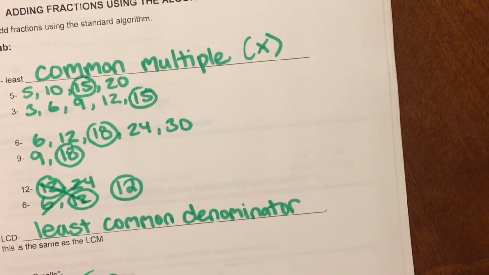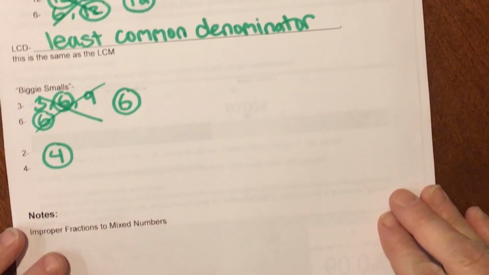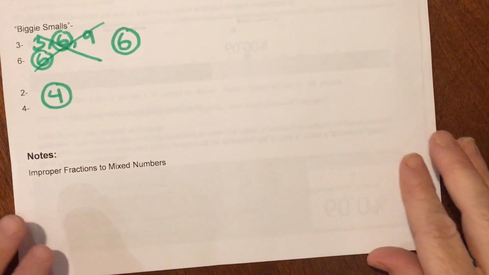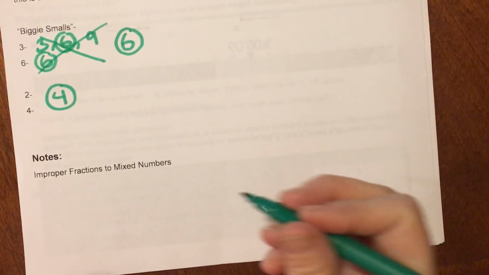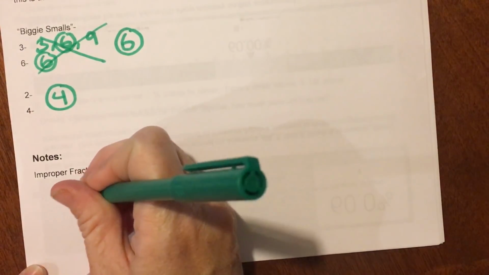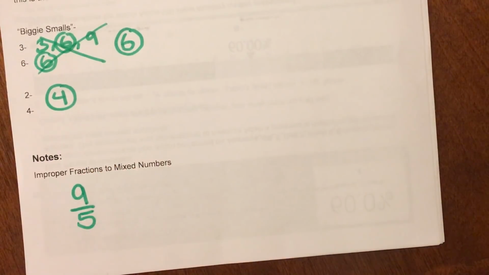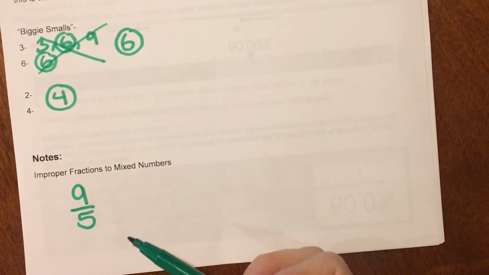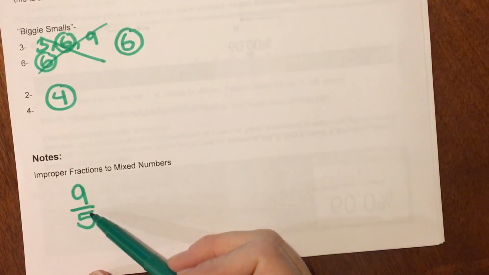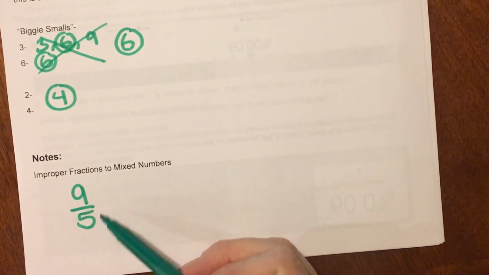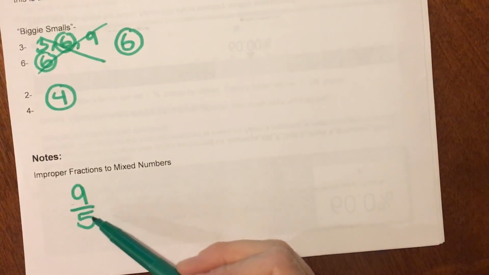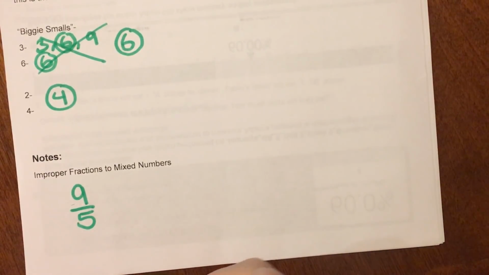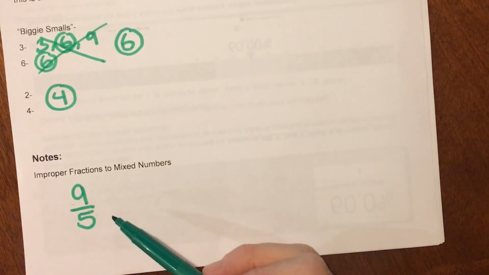Okay, so Biggie Smalls is just a shortcut to help you find the LCM, which is our LCD. Okay, the notes are just a quick reminder to ourselves of how to change improper fractions to mixed numbers. So if you end up with something like 9/5, we can't leave that. Remember, that's improper. A 9-year-old should not be on the back of a 5-year-old, or a 9-pound box should not be on top of a 5-pound box. Remember, it's not proper. We always put little things on top.